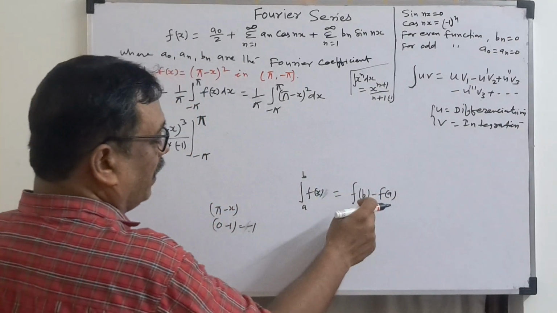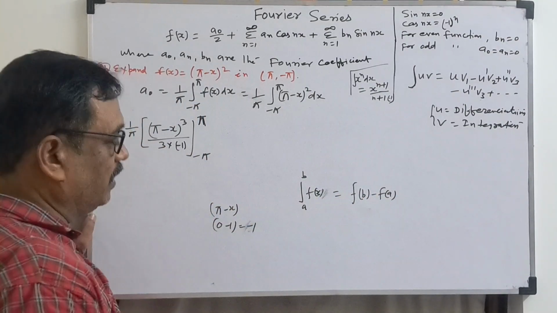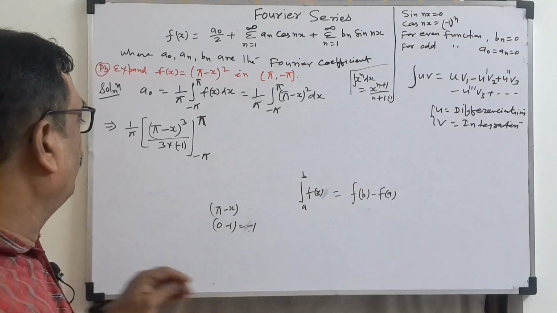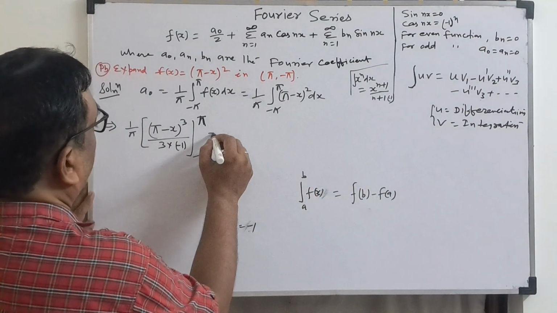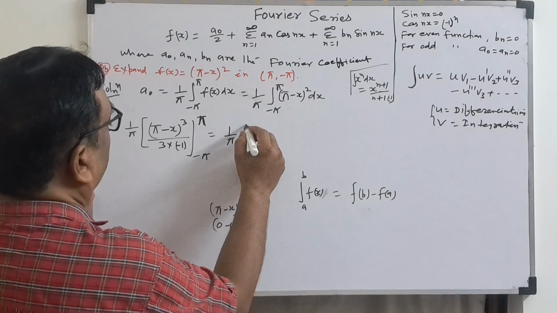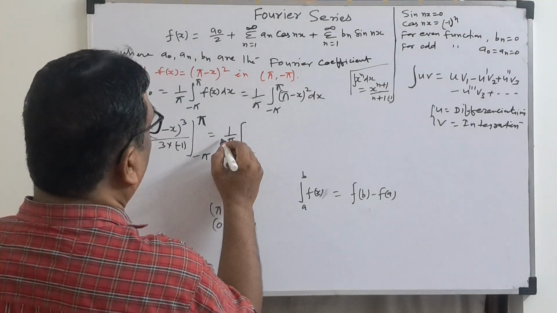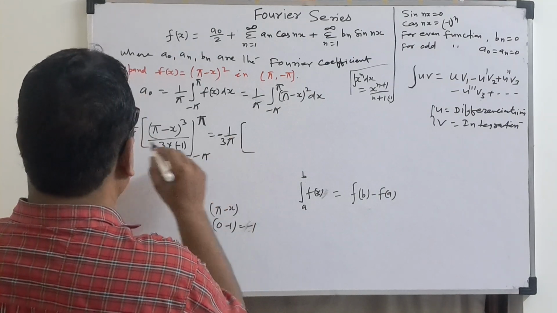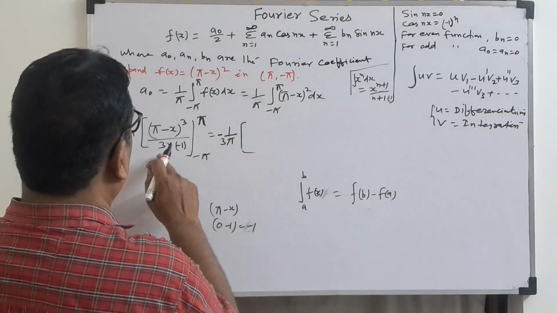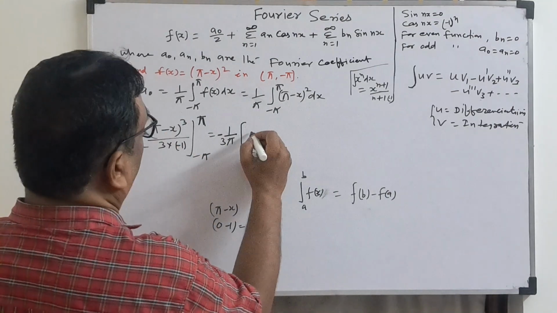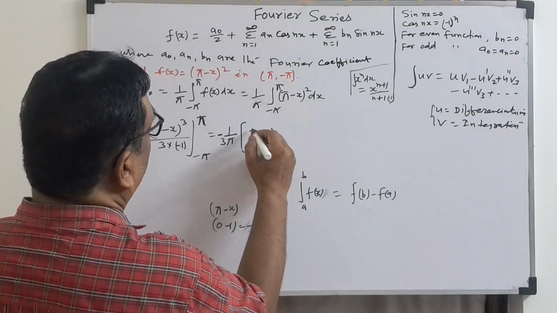So that means upper limit minus lower limit we have to write. This is the function, upper limit minus lower limit you have to write. Now you apply here. So 1 by pi is there. Apply the upper limit first. So you can take 3 minus, take common. So I have taken this common. What is there? Pi minus x. So pi minus pi power 3.